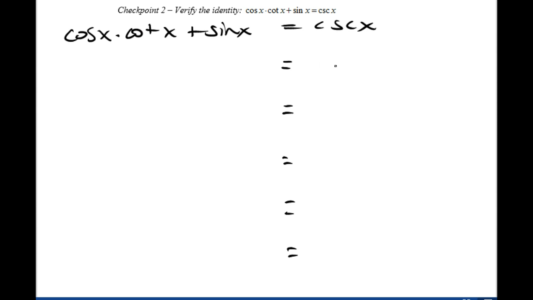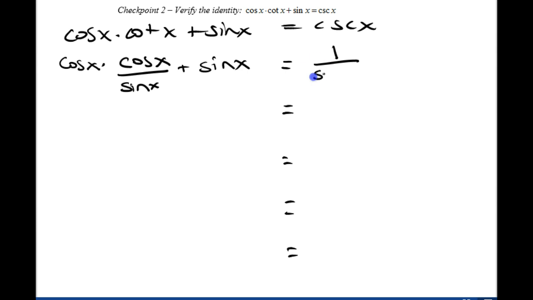So my first tip and trick is always, let's change things to sine and cosine. Well, I've already got a cosine right there, but then I've got cotangent. How do I make cotangent into cosine and sine? Well, of course, using my quotient identity, cosine of x over sine of x is equal to cotangent of x, an equal expression. Now, over here I have cosecant of x. Cosecant of x, by the reciprocal property, is 1 over sine of x. And now I've changed everything into sines and cosines.